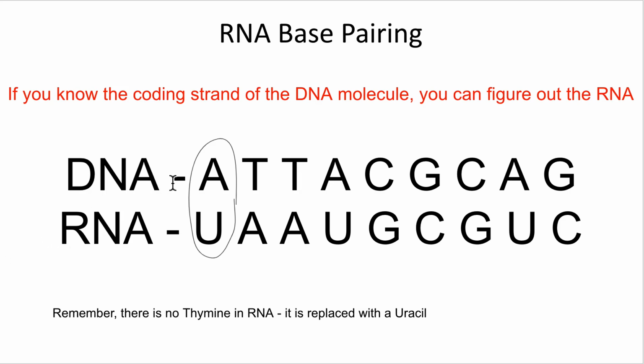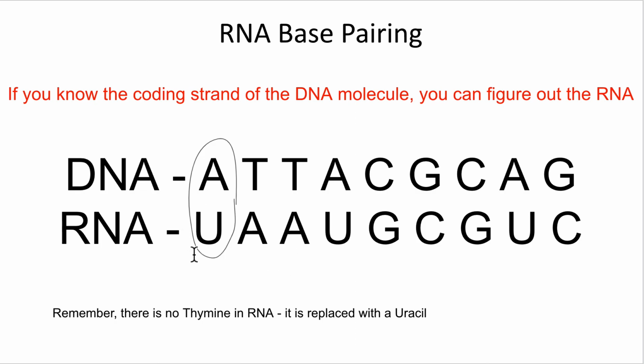So my DNA was ATTACGCAG. Well, A pairs with U, that makes it RNA. T pairs with A, T to A, A to U, C to G. So the only difference in that base pairing is instead of a T, I'm going to have a U. And that's one way you could tell a difference between RNA and DNA. So if you're looking at a sequence of letters kind of like this and it has a T in it, it's going to be DNA. And if it has a U in it, it's going to be RNA.